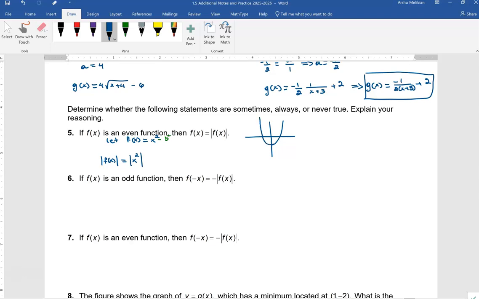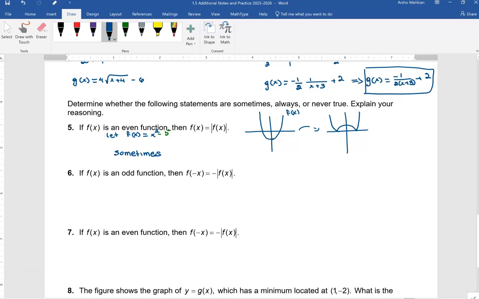Because look, will the absolute value of this be the same? No. Right? This is f of x. What would the absolute value of this look like? It would be like this. Because everything that's negative becomes positive. So, sometimes. Yeah, because it says sometimes, always, or never.